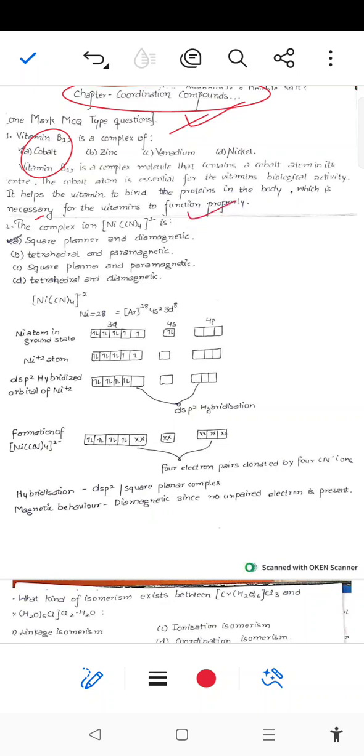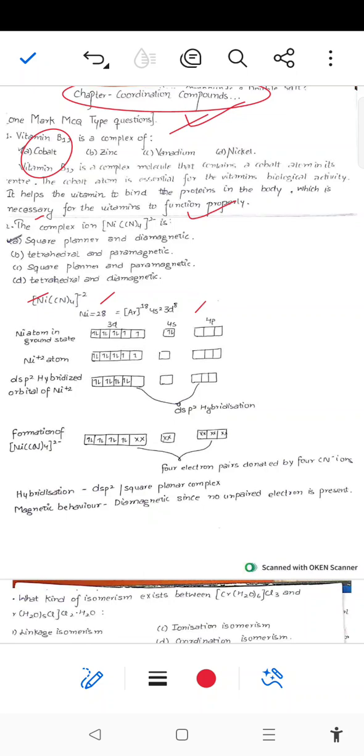So the options are: square planar and diamagnetic, tetrahedral and paramagnetic, square planar and paramagnetic, tetrahedral and diamagnetic. So the right answer is square planar and diamagnetic. The reason is that in the case of nickel, the atomic number is 28, which gives the electronic configuration 3d8 4s2.